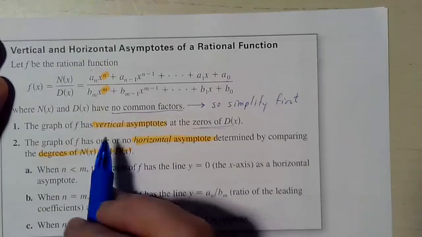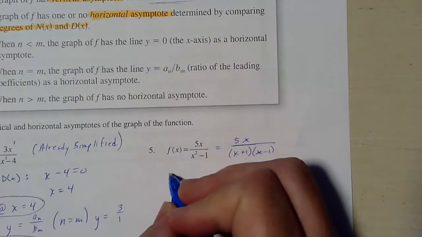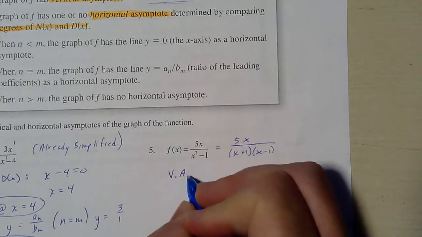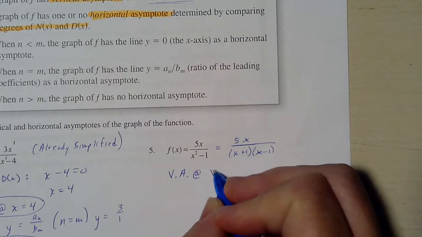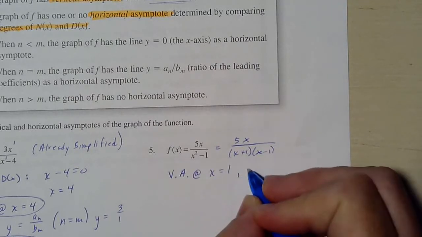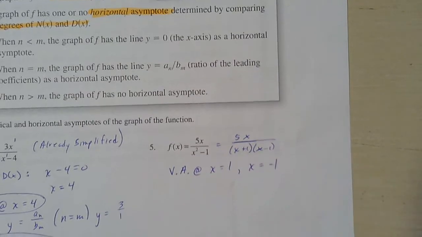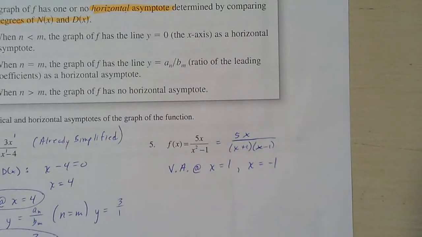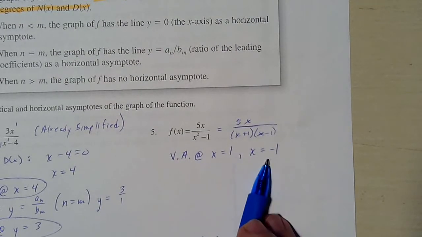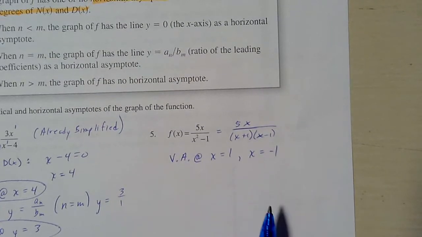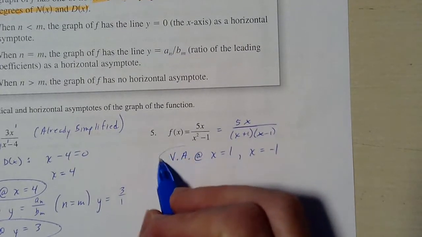So remember, the VAs occur at the zeros of the denominator. We know what the zeros are now. So not a whole lot of work you really need to show. We should be able to see it. VA at x equals 1 and at x equals -1. It's probably best to break this up and not say plus or minus 1 because they're two separate lines. Eventually we'll be able to put all that together on a graph. Okay, so there's the VAs.